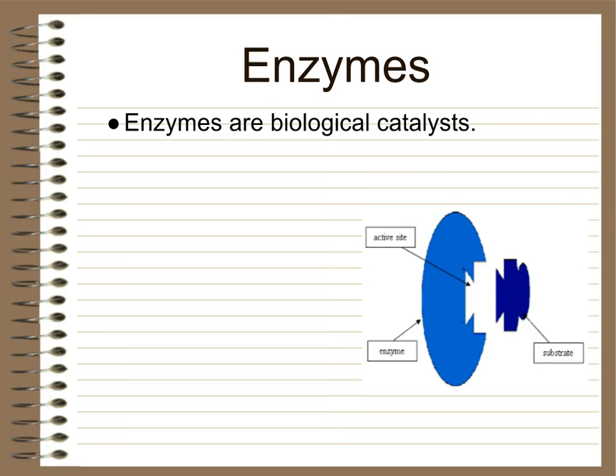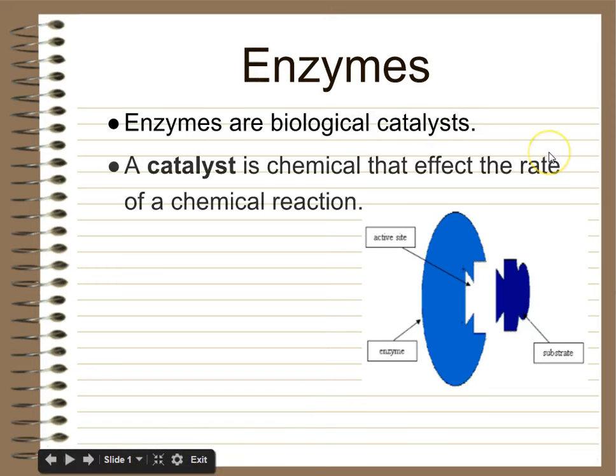Well, they play a significant role in all biological systems. They are biological catalysts. So for you chemistry people, a catalyst is a chemical that can typically speed up the rate of a chemical reaction. We can identify an enzyme in this diagram as the substance that acts upon a specific substrate. So the enzyme acts upon a specific substrate.